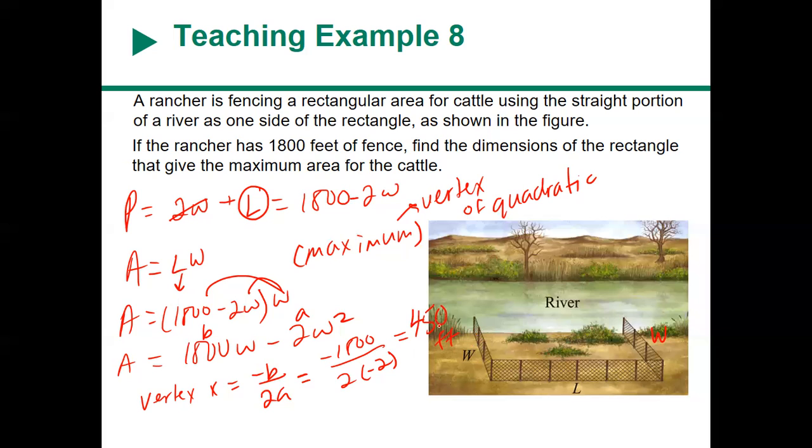So our W, the width, has to be 450 feet. So if the width is 450, then what is the length? How would I find the length? You see how we have length equals 1800 minus 2W? We're subtracting from the perimeter. So it would be 1800 minus 2 times 450, which is what? 1800 minus 900 is 900. So your dimensions would have to be 450 by 900.